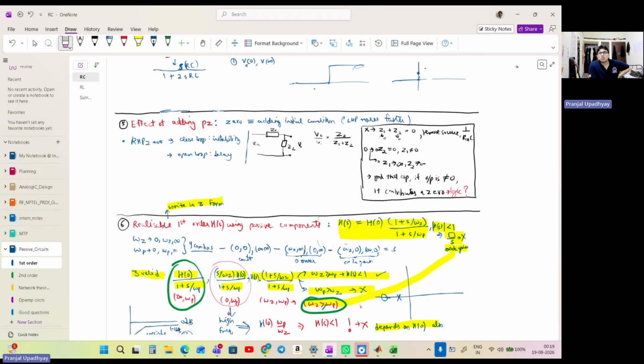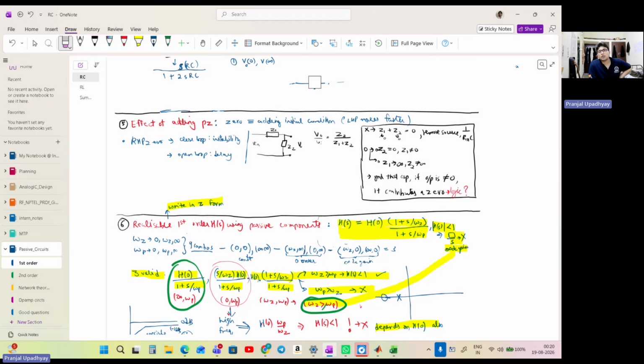But if I have an RHP zero, we can actually solve it numerically, and I encourage anyone who has not solved it before numerically to please do that. You'll find that the output will have an initial condition in the opposite direction, and thus now the output will take more time to reach its steady state value. So this is something we must keep in mind.